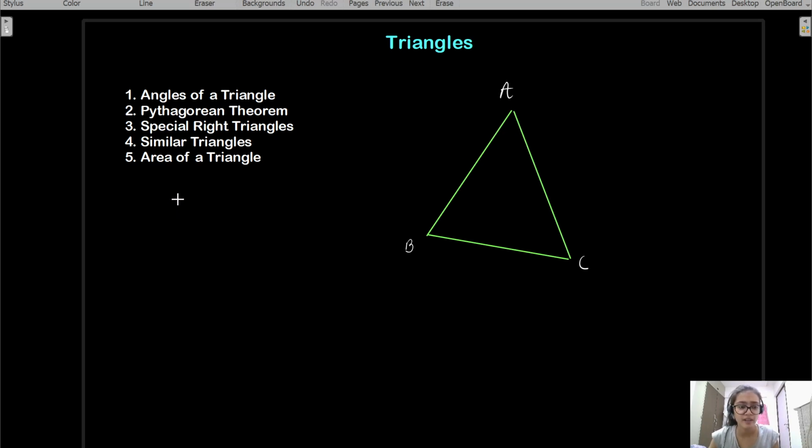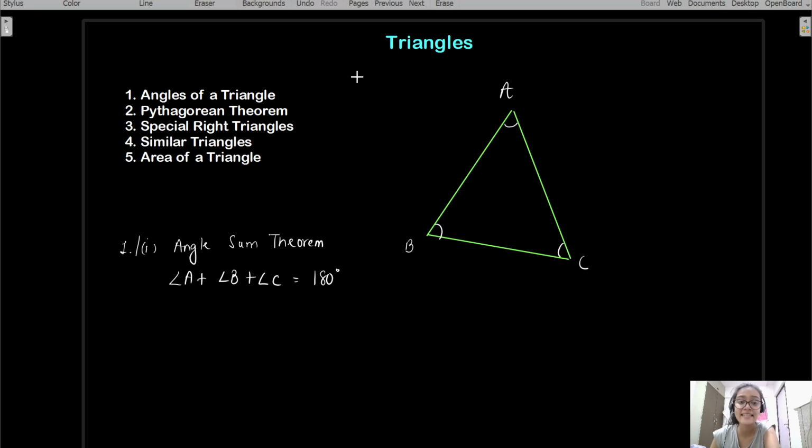So the first one is angle sum theorem. And it says that the sum of all three angles of a triangle is equal to 180 degrees. So if these are the three angles, this theorem says that angle A plus angle B plus angle C is going to be equal to 180 degrees. This is going to be really useful.